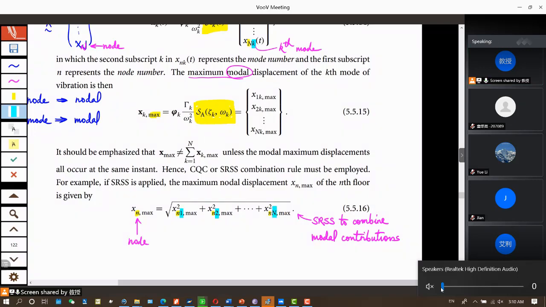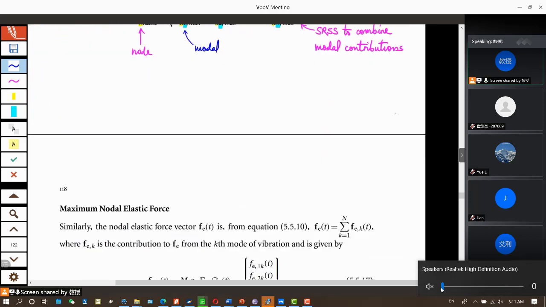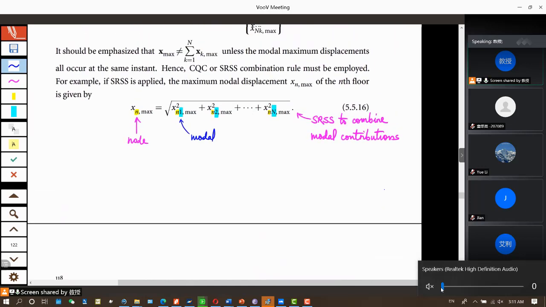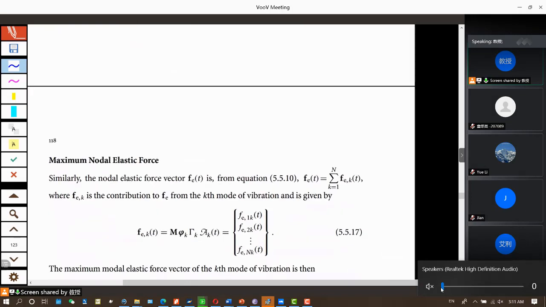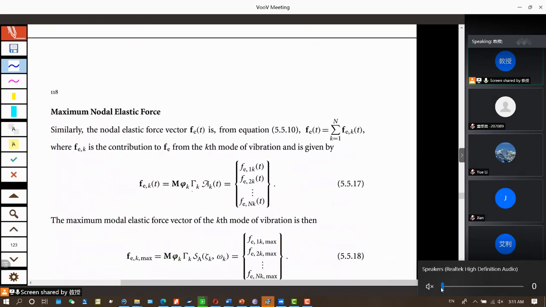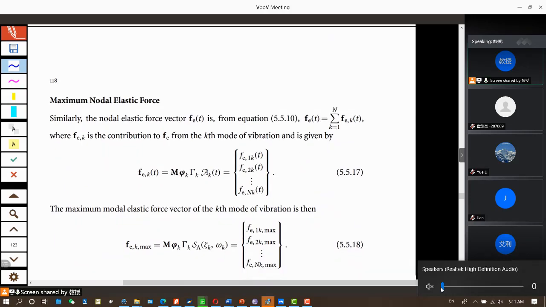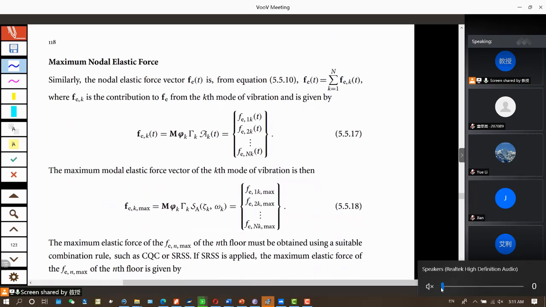And we can write the elastic force. Okay, so now E stands for elastic. K is the mode. Okay, so the elastic force for the n stories contributed by the kth mode. Okay, so we also combine the contributions for all n modes and for node n.